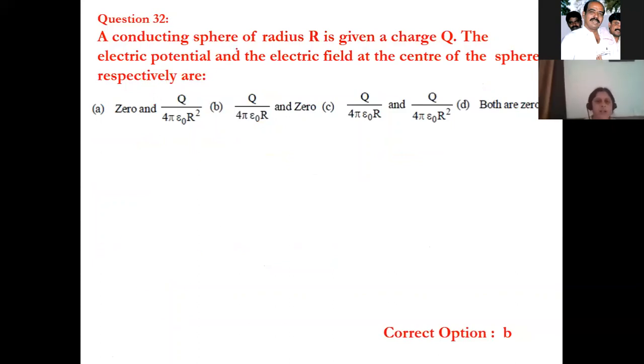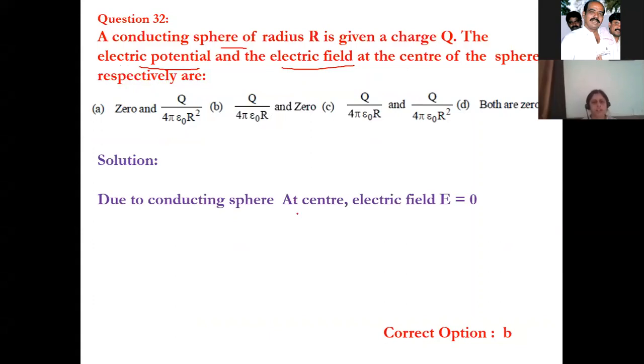A conducting sphere of radius r is given a charge q. So the electric potential and the electric field at the center of the sphere. Again, you know all the formulas, all the theory you have studied. This is again a direct question. We should see what is the electric potential of a conducting sphere at the center, and the electric field.